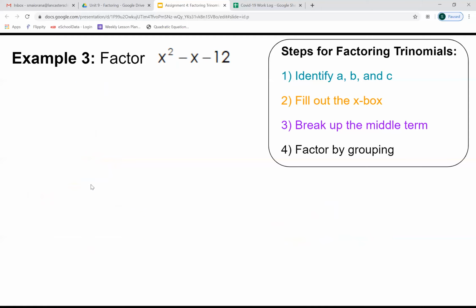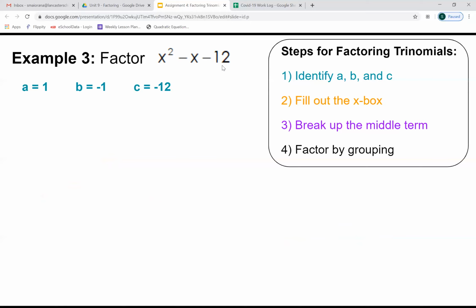Example 3, more practice with factoring trinomials, so we have this process down. I want to factor x squared minus x minus 12. So step 1, identify a, b, and c. A, the coefficient on my x squared term, there isn't one written, so it's assumed to be 1. B, make sure you're paying careful attention to the signs. It's going to be a -1. And then my c value, the number by itself, is -12.